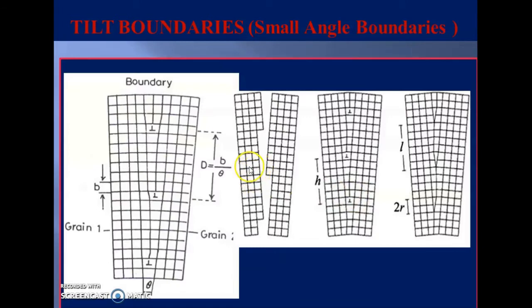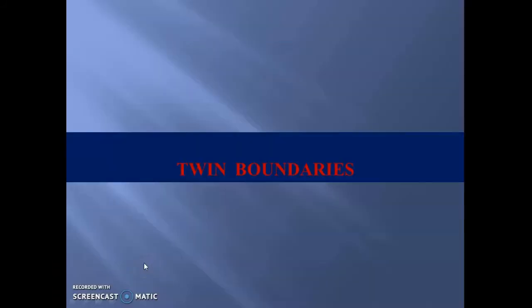As you can see here, the growth of two grains or two crystals, and they get combined. So a grain boundary will be formed in between these two growing grains or crystals. As you can see here, when they grow together, these edge dislocations combine to form parallelly placed edge dislocations towards the grain boundary. This boundary is known as a tilt boundary. Let us see what are twin boundaries.